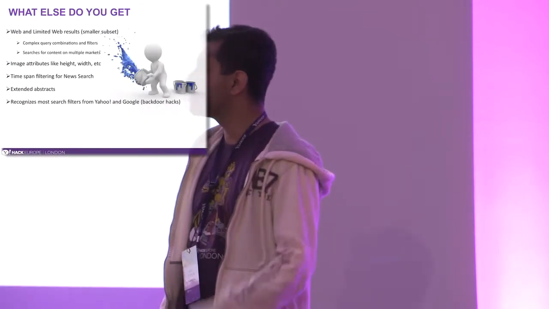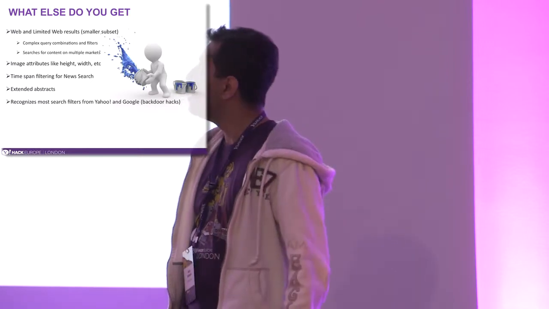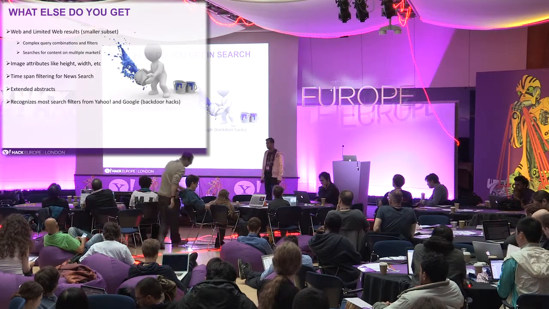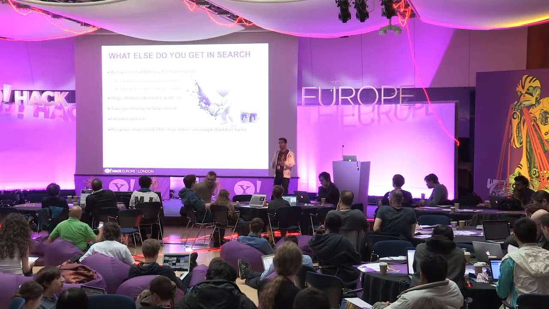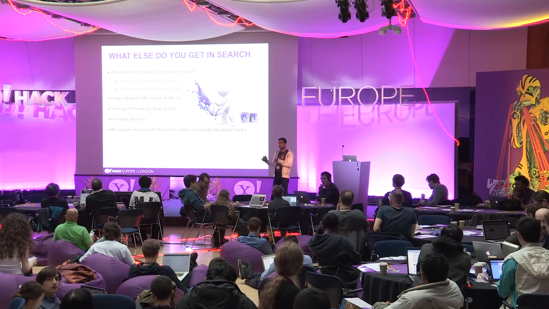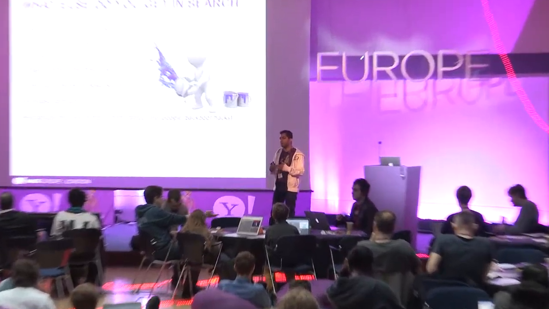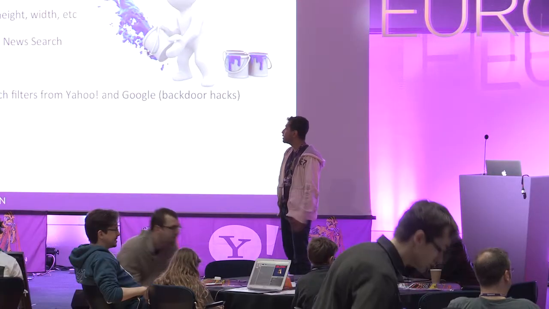In the concept of search, obviously we have web search, and we also have a smaller subset of web search called limited web. It gives you a smaller version of the index, if you will, which is less frequently updated. And you can do a lot of complex combinations of queries. We'll go through some examples, but you can ask for results only from specific sites, remove certain sites from your results set, and use unary operators. In the case of image search, for example, you can filter by specific height and width of images, certain types of images, certain sites again, etc.